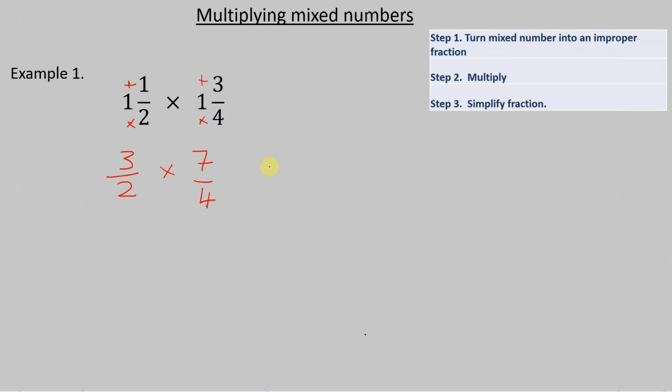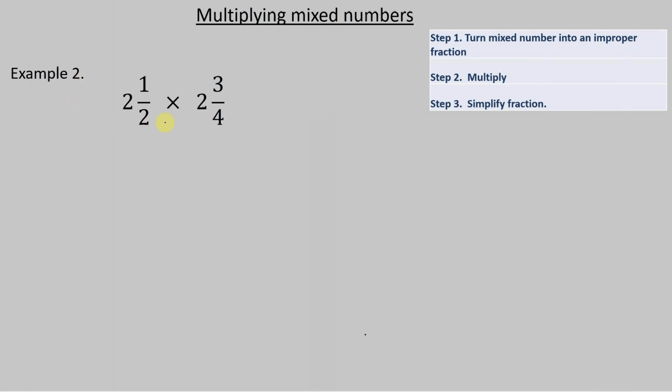The next thing we need to do is step number 2, which is simply to multiply. So 3 times 7 gives us 21, and 2 times 4 gives us 8. Now we're into the third step, which is to simplify the fraction. How many 8s in 21? It goes in 2 times, 16, leaving 5. So the remainder is 5 over 8 as our final answer.